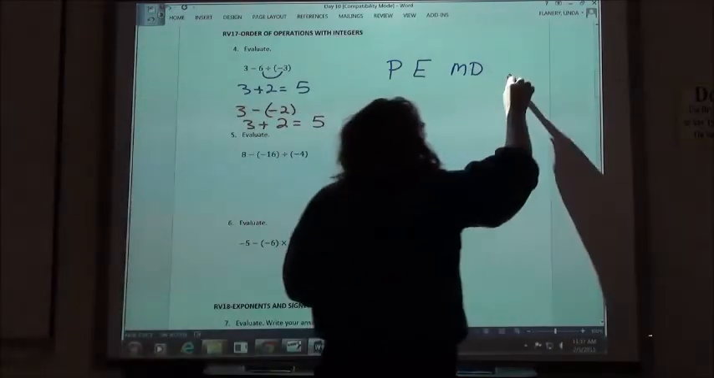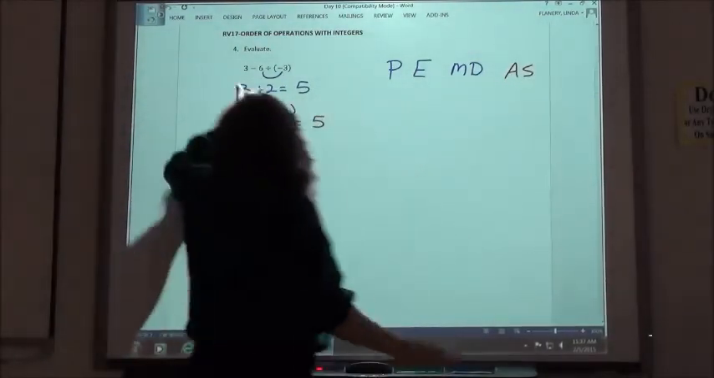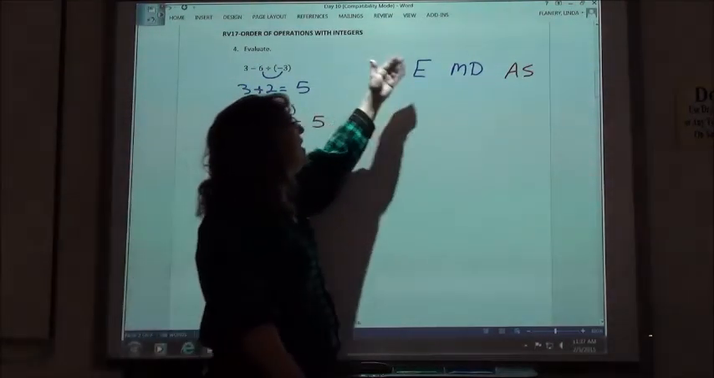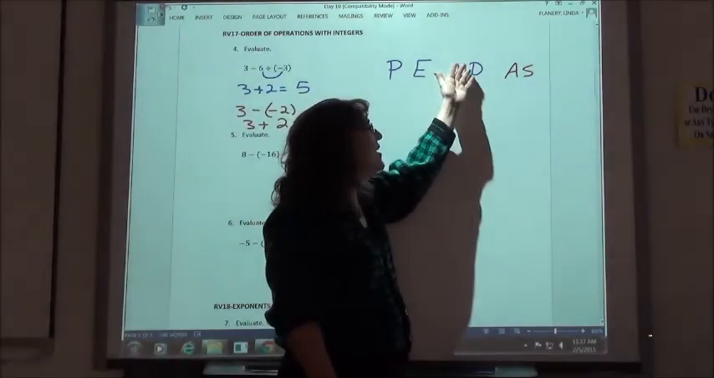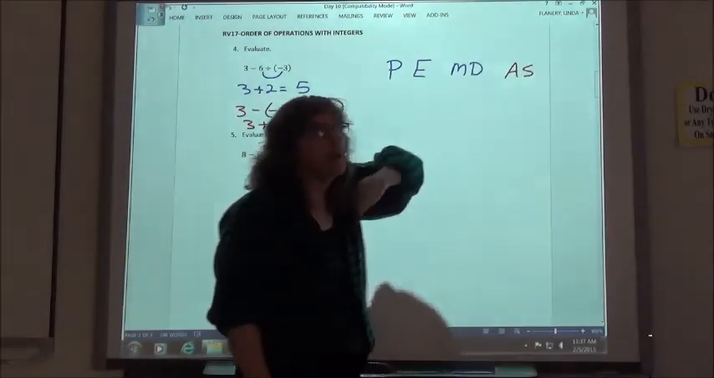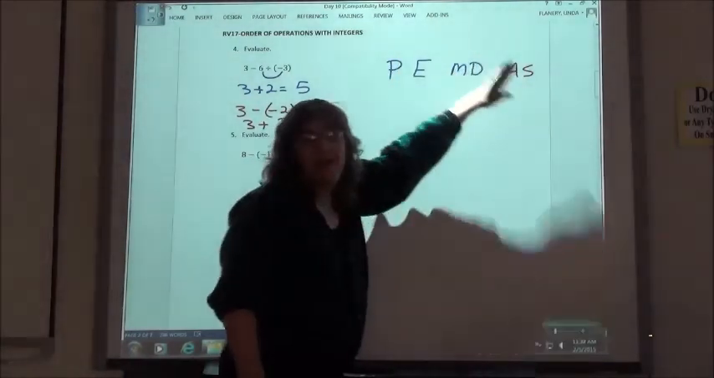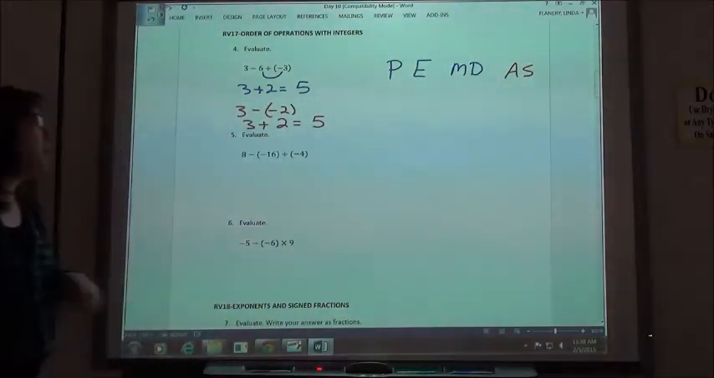I forgot to put my last step, adding and subtracting, that I already did, right? I did that on the end. So, order of operations: parentheses, exponents, multiplying and dividing from left to right, adding and subtracting from left to right. Please Excuse My Dear Aunt Sally is what I learned way back a long time ago.